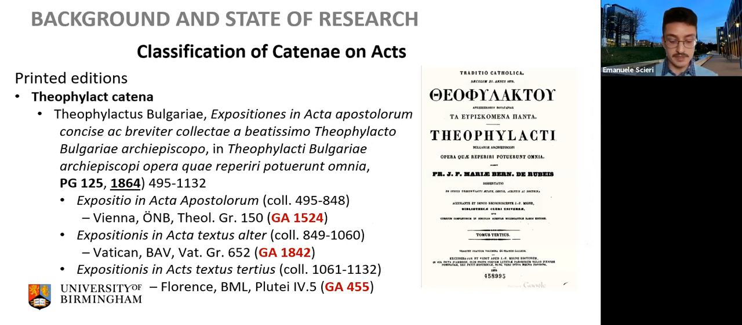Migne also reprinted the edition by Finettus of three different catenae on Acts attributed to Theophylact, an 11th century bishop of Bulgaria. The first catena, from GA 1524, had been previously published by Siphanius in 1557. The other two texts were based on GA 1842 and GA 455, respectively.